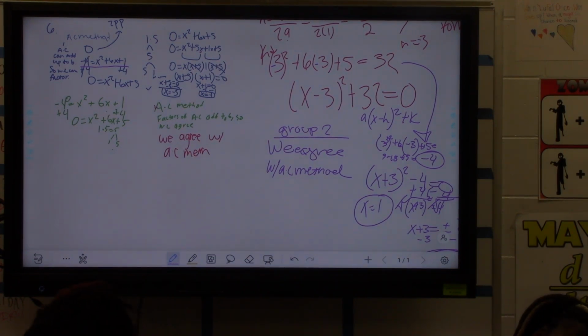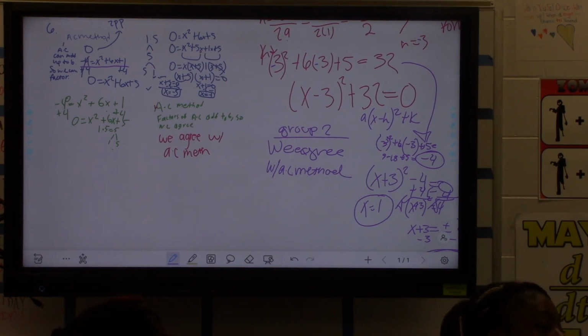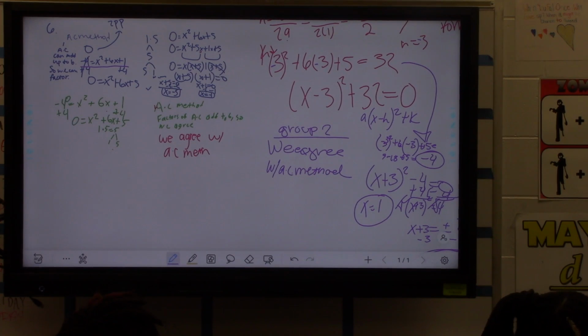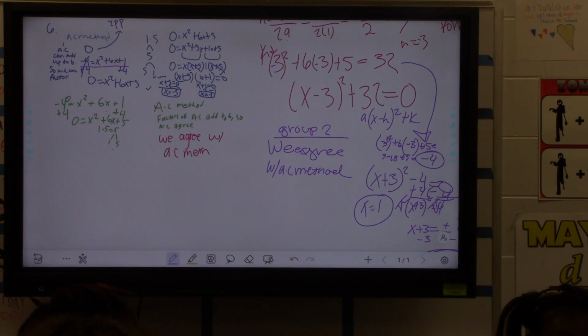AC method. So why not the quadratic formula? It takes too long. Okay, so why not convert to vertex form? Yeah, that took too long too. So we'd rather use the AC method. It's the first one that came to my mind. Okay, yeah. Okay, so where's group 7? So what method did y'all start out with?